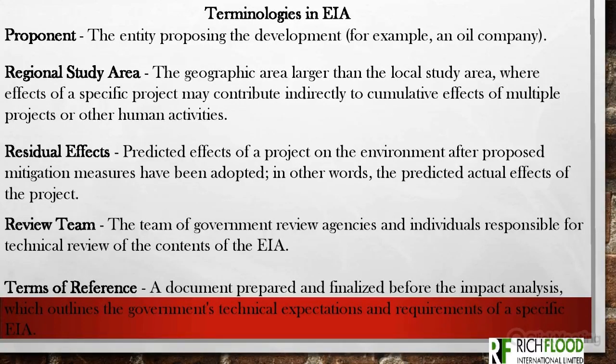Terms of reference. This is a document prepared and finalized before the impact analysis, which outlines the government's technical expectations and requirements of a specific environmental impact assessment. And remember earlier when we talked about the second stage of EIA, which is scoping, this terms of reference is gotten after we have submitted our scoping report. It is drawn out from the outcome of our scoping. And this is what is expected to be strictly followed when conducting our impact assessment.